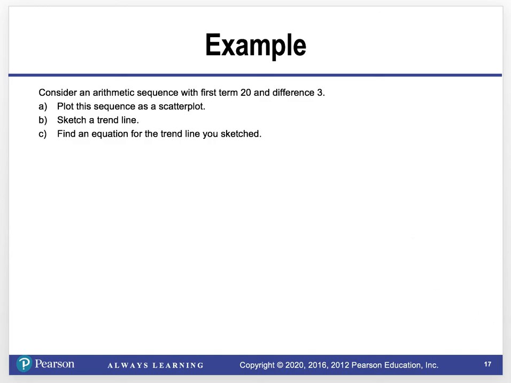Okay, how about this one? Consider an arithmetic sequence where the first term is 20 and it has a difference of 3. Plot this sequence as a scatter plot. Sketch a trend line and find an equation for the trend line you sketched.